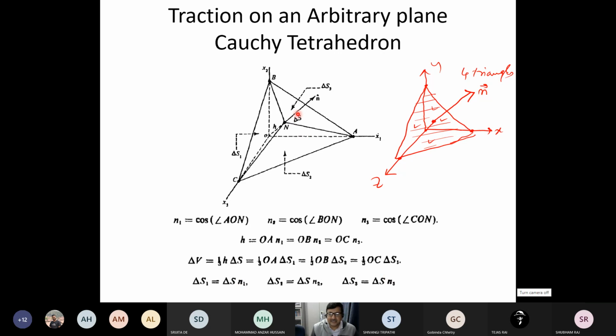Just by kinematic argument, I am not doing any force balance. Anything that I have done in this particular slide is what? This is a kinematic analysis. Whatever arguments I am giving here are coming from the geometrical argument.